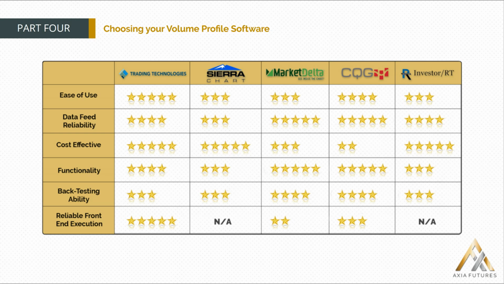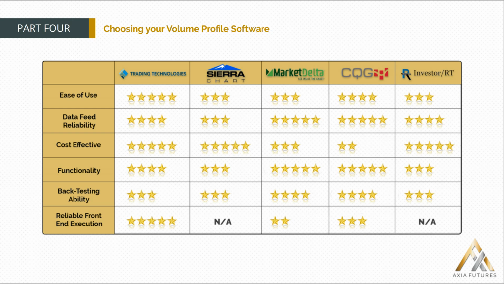In terms of functionality, we're talking about what can the product do? How many types of different tools can you use? How functional is the product to be able to use? Again, as you can see, Trading Technologies gets a 4 out of 5, Sierra Chart a 3 out of 5, Market Delta and CQG by far the most functional product options available.